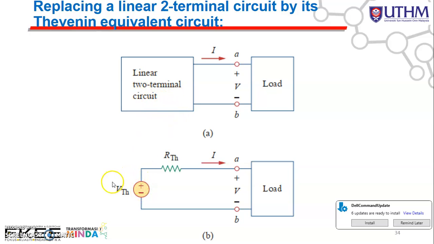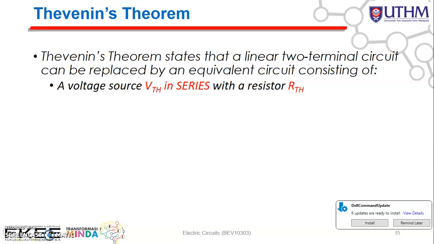Okay, so according to the Thevenin's theorem, the linear two-terminal circuit can be replaced into this. Okay, where you have a voltage supply, we call as a V Thevenin, connected in series with the R Thevenin. Okay, so this is your variable load. So now let's have a look at the definition of the Thevenin's theorem. So Thevenin's theorem states that any linear two-terminal circuit can be replaced by an equivalent circuit consisting of a voltage source VTH connected in series with a resistor RTH.